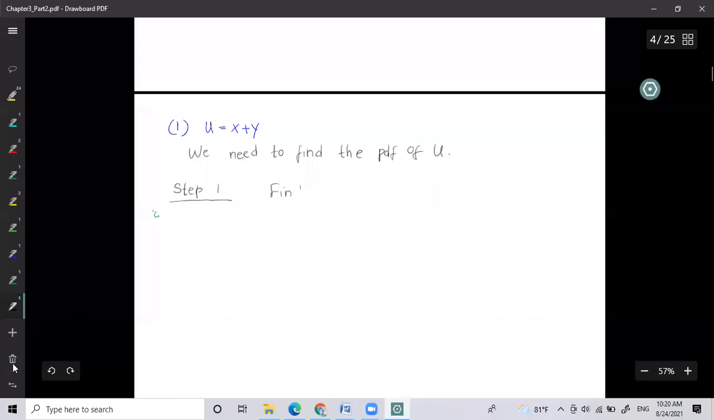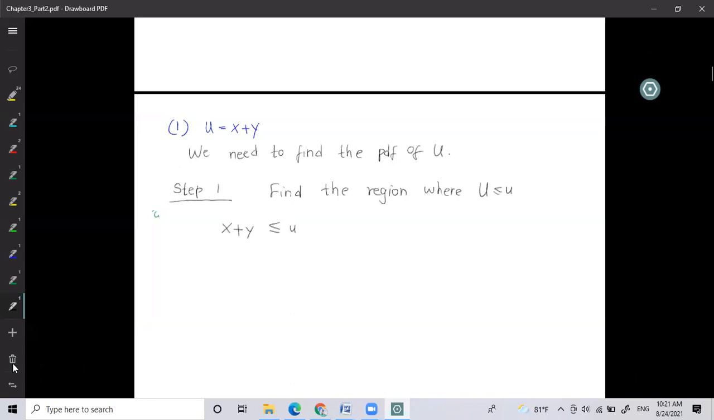So we need to find the region where this random variable U is less than or equal to any value small u. Capital U is the name of the random variable. Small u will be the values that capital U can hold. So what is our region? It is X plus Y less than or equal to u. Since U is X plus Y, we replace capital U by X plus Y.